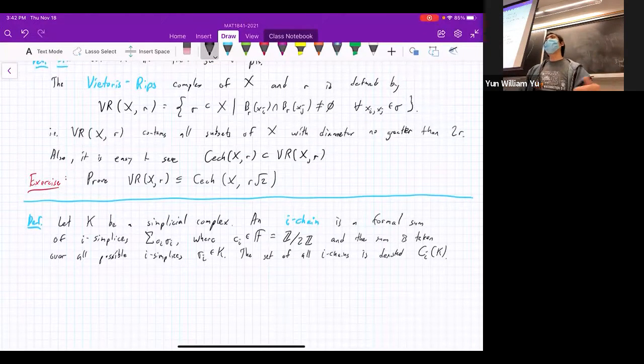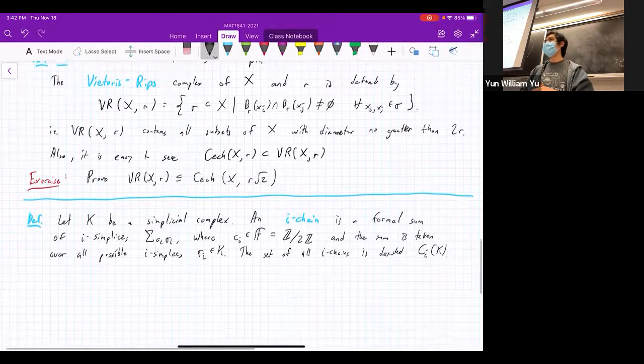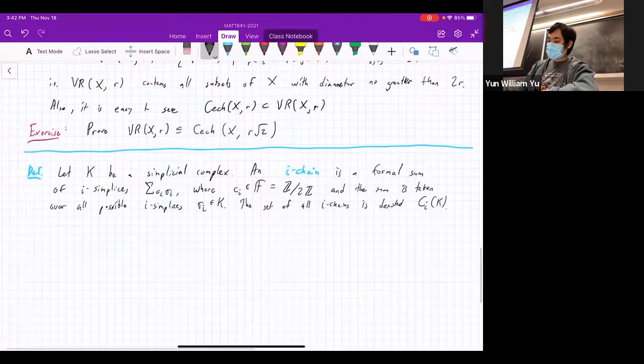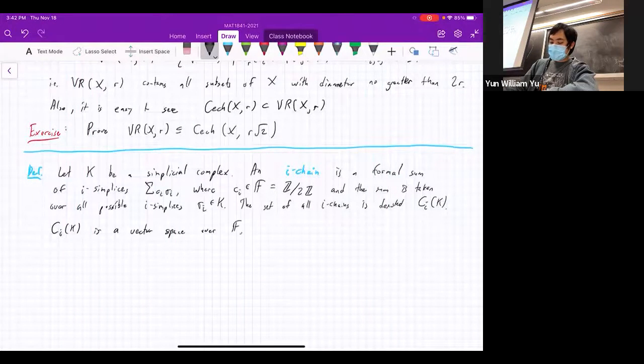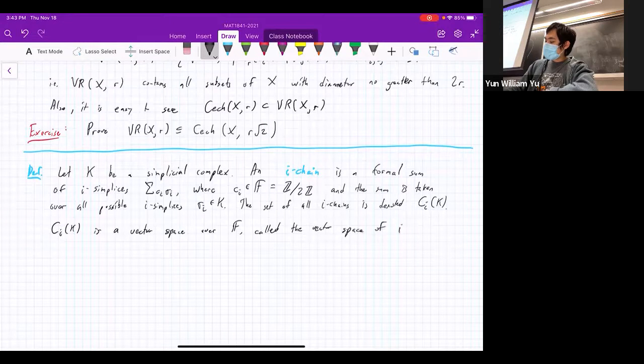Now if this were a more general algebraic topology class, you wouldn't just be working in the finite field of order 2. But for our purposes and for many practical purposes, we are just going to work in the finite field of order 2, with 0 and 1 as elements. So for everything we do, that will be the case. So note that C_i of K is a vector space over F, called the vector space of i-chains in K.